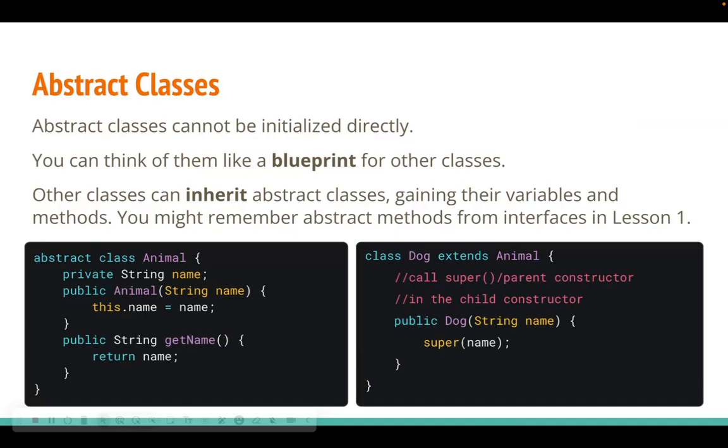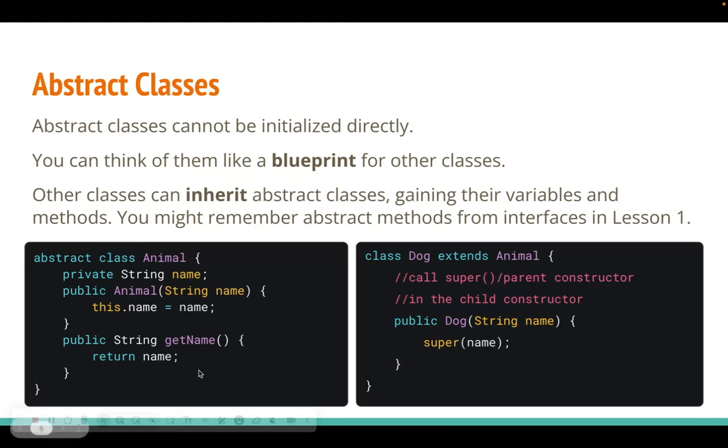Abstract classes cannot be initialized directly. You can think of them like blueprints for other classes. Other classes can inherit abstract classes, gaining their variables and methods. You might remember abstract methods from interfaces in Lesson 1.